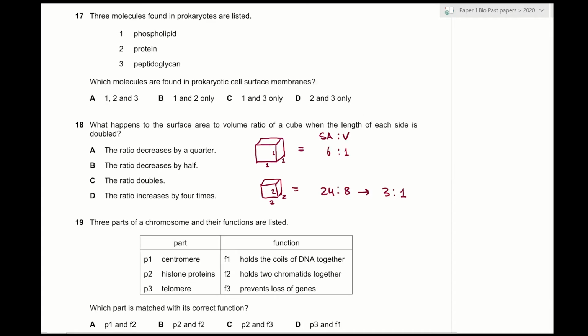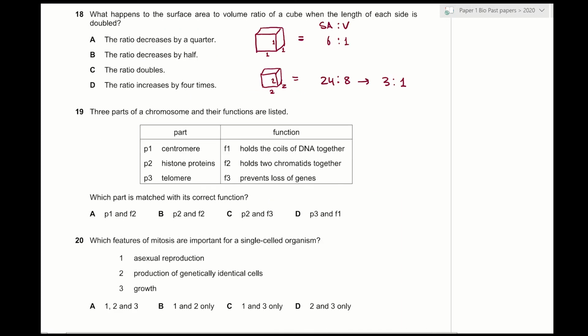Three molecules found in prokaryotes are listed. Which molecules are found in prokaryotic cell surface membranes? So let's start with 1, phospholipid. Yes, all membranes contain phospholipids. 2, proteins. Yes, the proteins are present, either embedded, intrinsic, or extrinsic proteins. 3, peptidoglycan. Here it's talking about cell surface membranes, not cell walls. Peptidoglycan is a constituent in cell walls of prokaryotes. Therefore, this is incorrect, and the answer is going to be B.